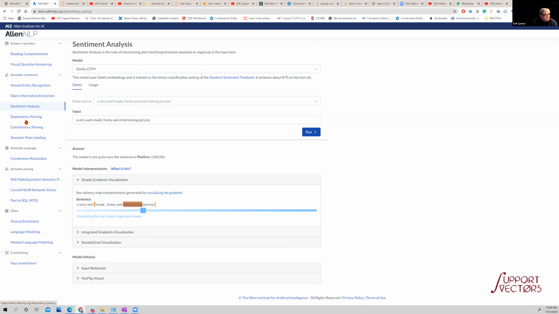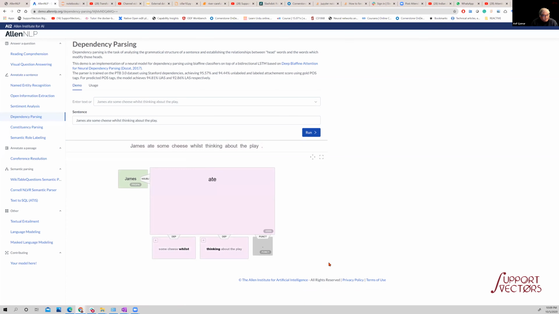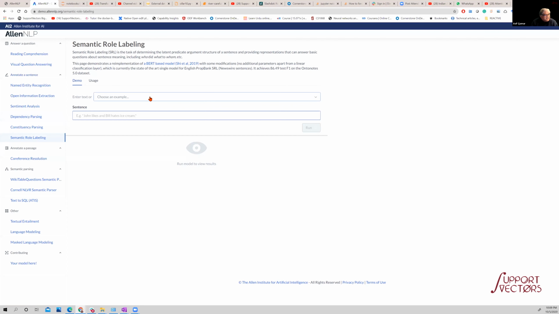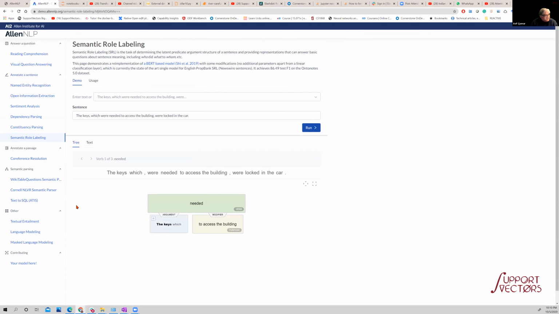Right? Then dependency parsing. It shows you the relationship between the parts. And of course, when we do natural language processing in depth, I will explain to you where all of these things are. Semantic role labeling. I'm just giving you an idea, not necessarily explaining everything. So let's run that. And again, it's showing the semantic relationship. The key which is needed are related to modifiers to access the building.